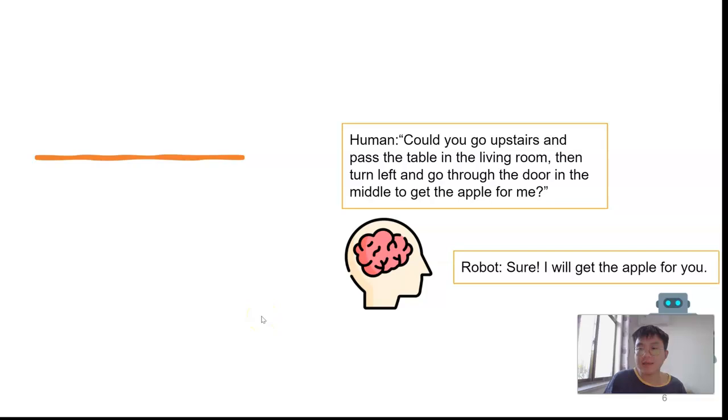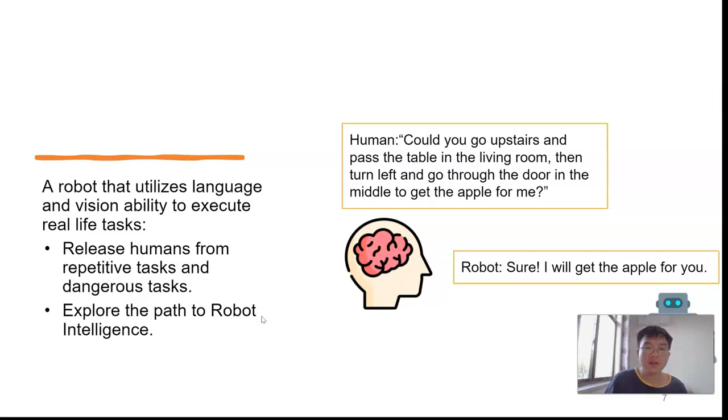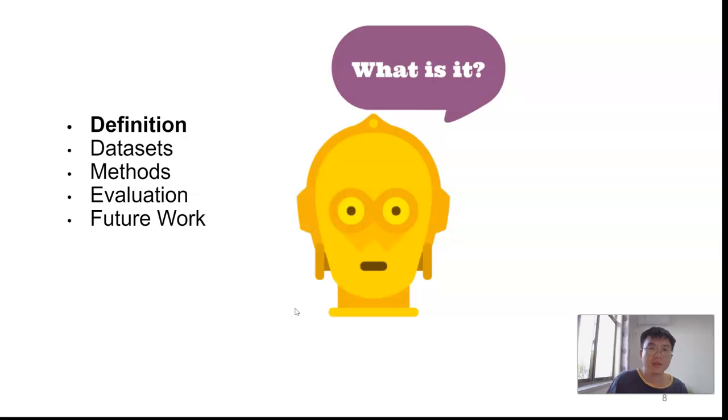We can understand such a robot would be very useful in reality. First, it could release humans from repetitive tasks and dangerous tasks. Secondly, it also explores the path to real artificial intelligence from the perspective of robotics. So what is vision and language navigation?